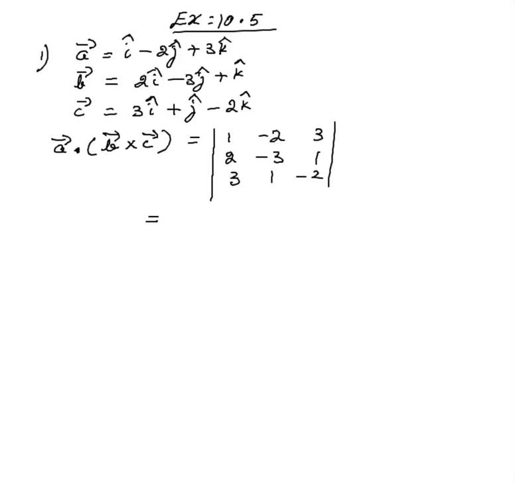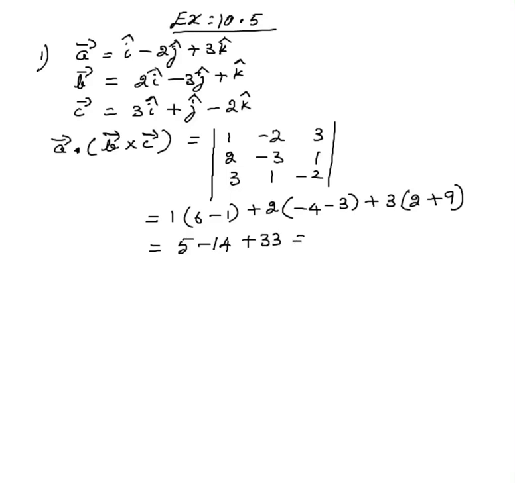Let us expand this determinant. 1 into 6 minus 1, minus of minus 2 into minus 4 minus 3, and plus 3 times 2 minus of minus 3 is plus 9. First term is 5, second term is minus 14 and the third term is 33. 48 minus 14 which is 24.